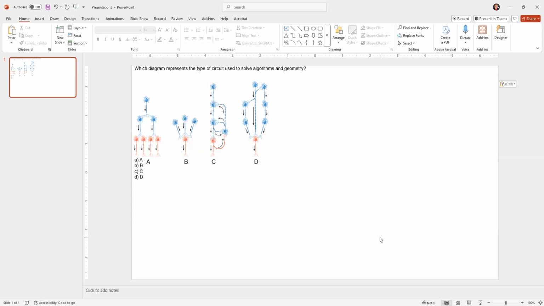So what is B? What's the opposite of diverging? Convergent, yes. So A is divergent. You have one neuron stimulating multiple neurons. And B is convergent. Many neurons are converging onto one neuron. What is C?